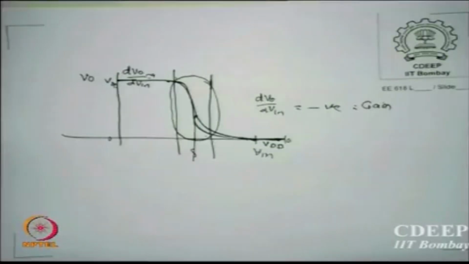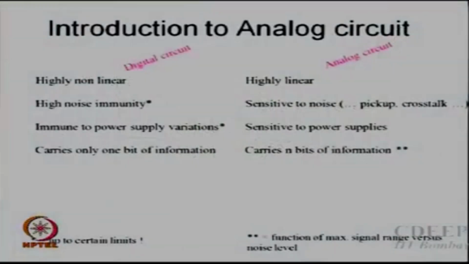So it's very sensitive to noise and therefore a worry. Any power supply variation is also worrying because it will directly reduce the currents and therefore gm and everything, and it carries more than one bit of information, and therefore it's multi-bit transmission.